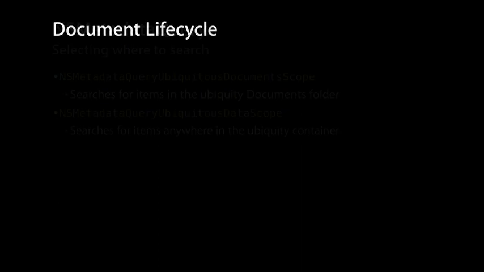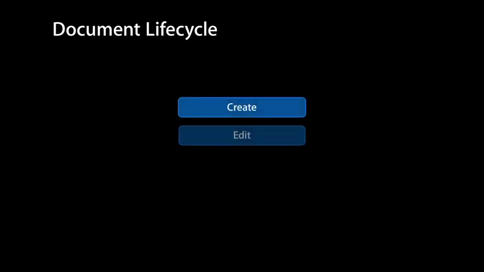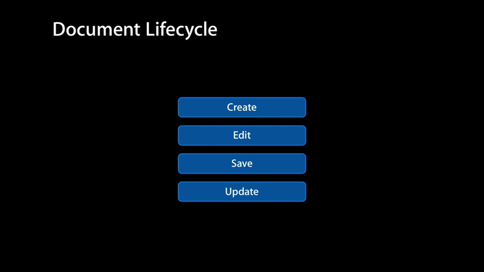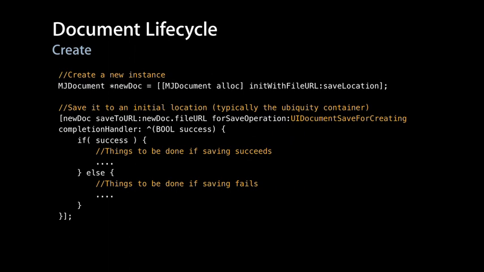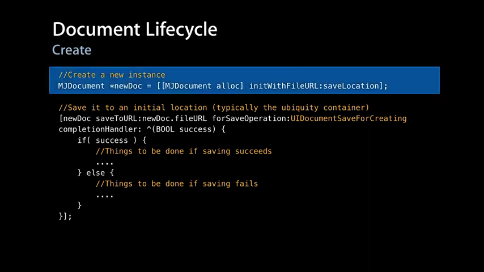So let's take a look at the document lifecycle of actually working with UIDocument. Specifically, I'm going to show you how to create, edit, save, and update your UIDocument. So let's take a look at creation. Creating a UIDocument is really straightforward. Here, we've simply got our own subclass called MJDocument, and we simply need to call alloc and then initWithFileURL. And we pass in the location on disk where we want to eventually save this document.